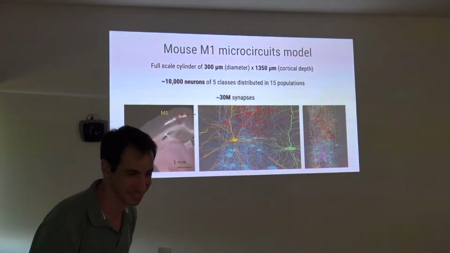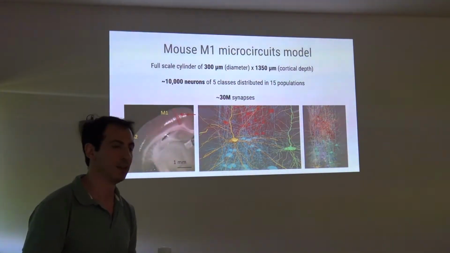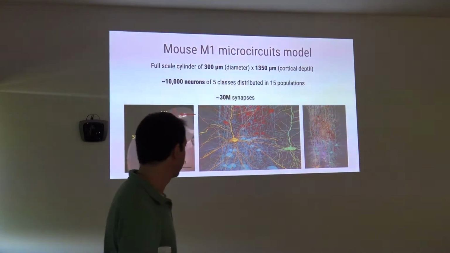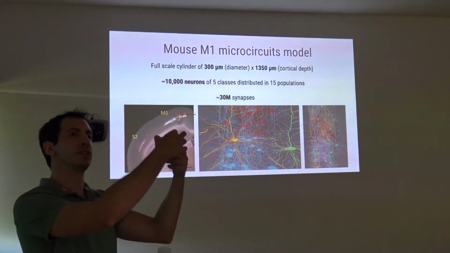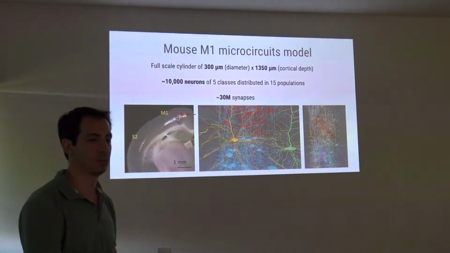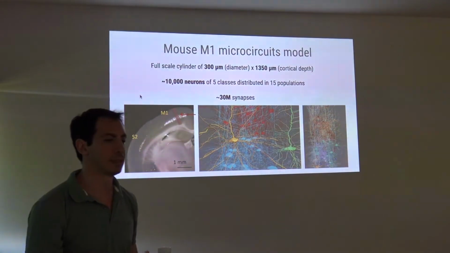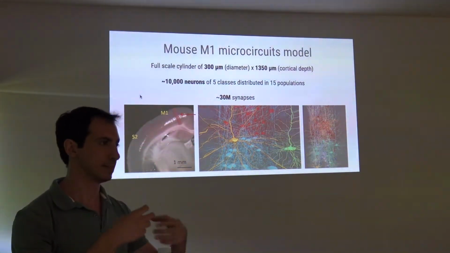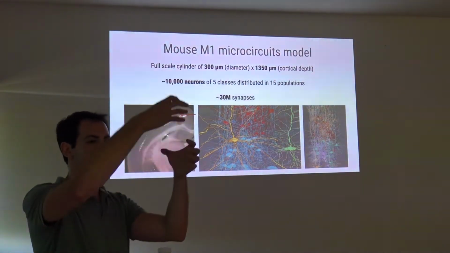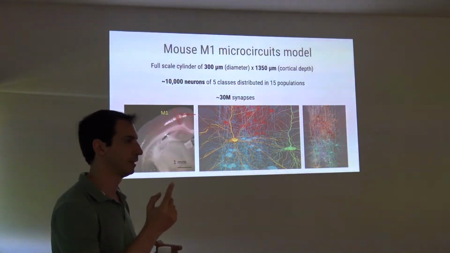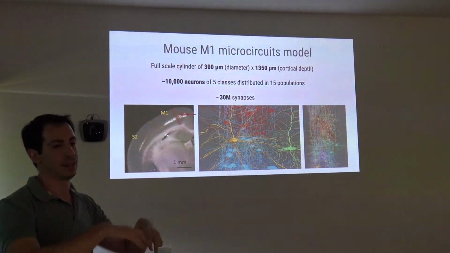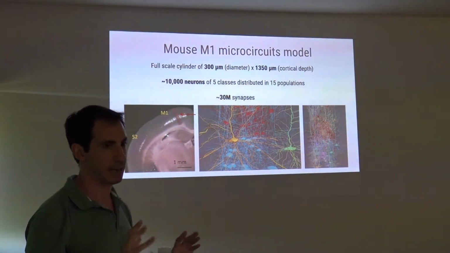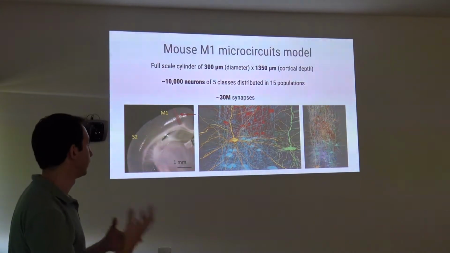Okay, just stretching. Okay, so based on all this experimental data that we have, we built this model of M1 microcircuits. So here on the left, I'm showing the region that I'm simulating. It's a sort of cylinder, like a column, in the M1 cortex of the mouse. And this column has approximately 10,000 neurons. So in real size, at the real scale of the brain, this region of cortex, which is about 300 micrometers in diameter, and the whole cortical depth, which is like 1.3 millimeters, you can fit 10,000 neurons and about 30 million synapses.